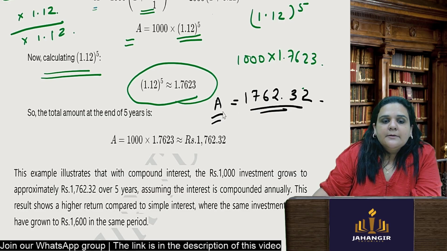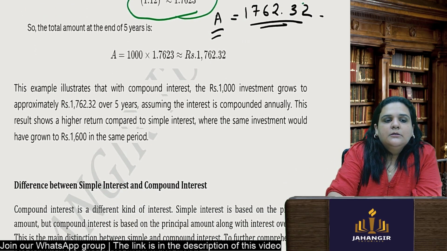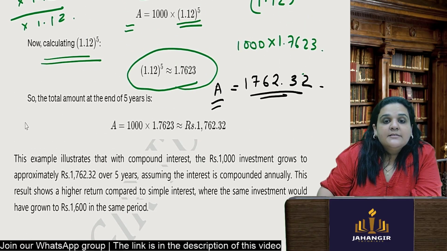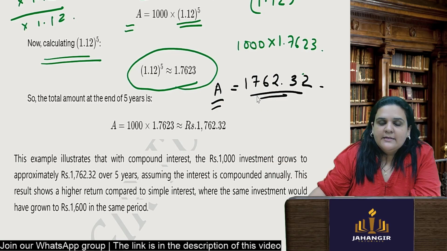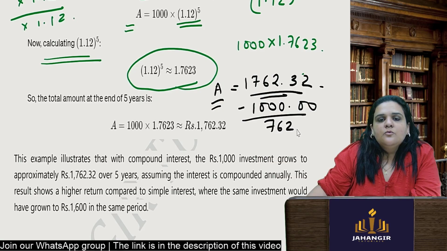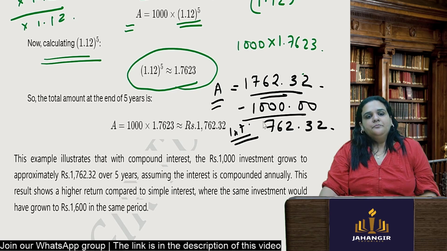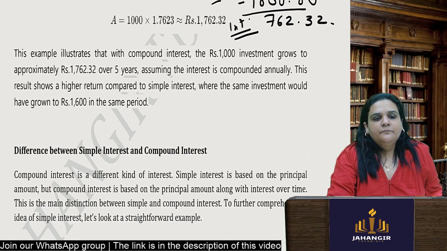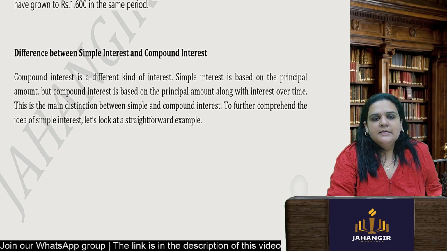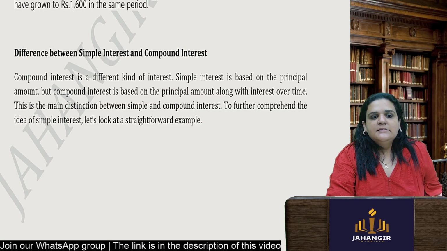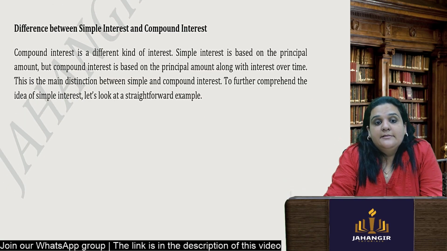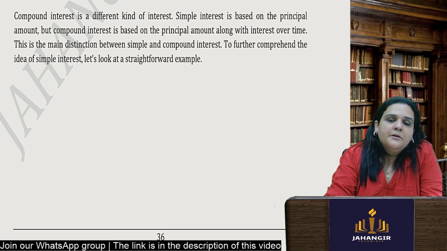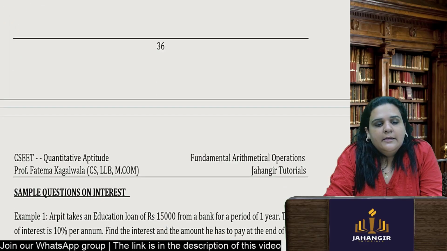Okay, so your interest amount will be how much? If I tell you to find the compound interest amount, only the interest will be how much? 1762 minus 1000. So 762.32 is your interest amount, total you got in these 5 years. Okay. Now the difference between simple interest and compound interest. Yes, of course, compound interest will fetch you better interest, because here the interest is added to the principal amount and then the interest is calculated for the next period.